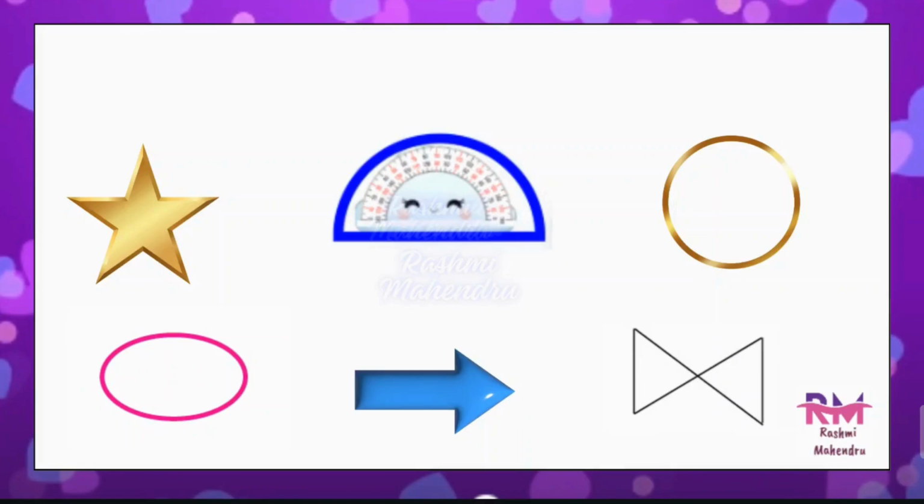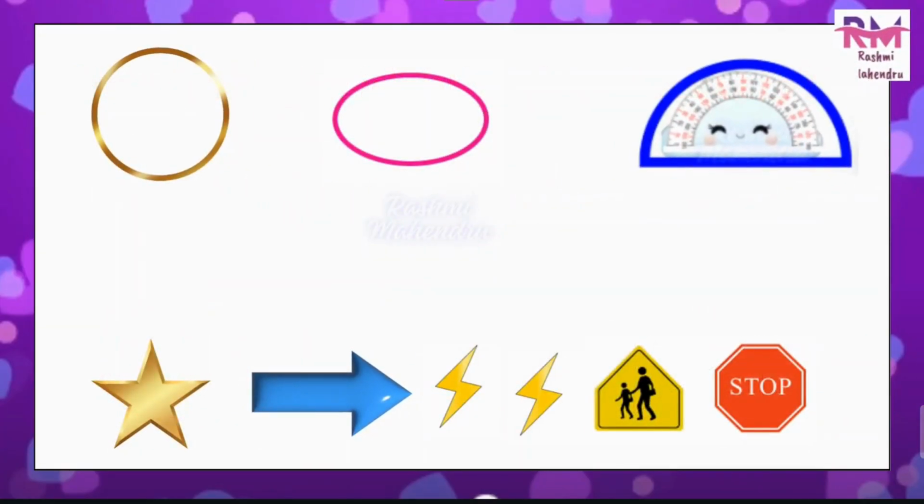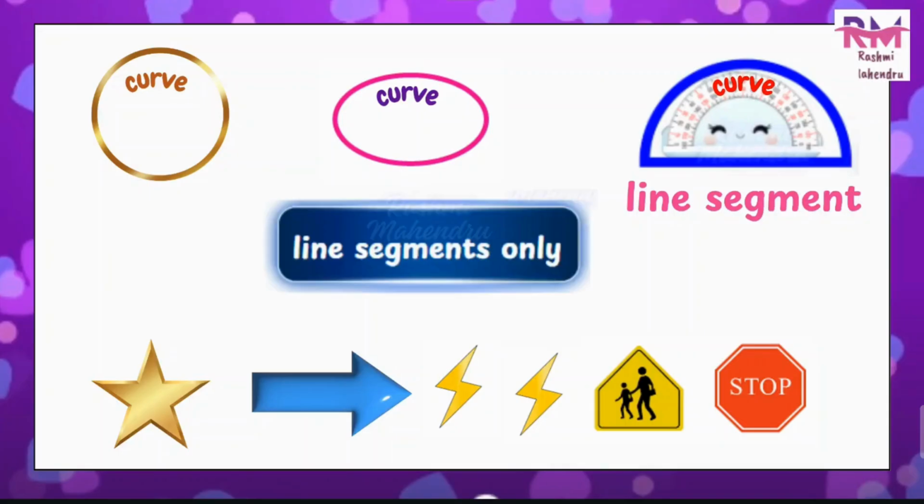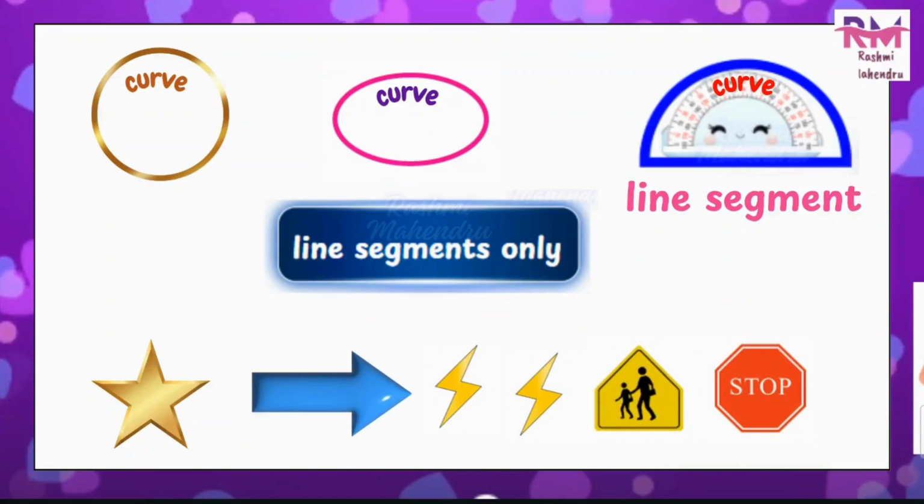Even though these 2D shapes are tied with a common thread of being closed, they still have variations. Can you identify the difference? Look closely and you will notice that some shapes are drawn using curves, while we may use a combination of curves and line segments for others. And then there are shapes that can be drawn using line segments only. These are polygons. They form the basis of most of the geometry concepts for middle school and upwards.